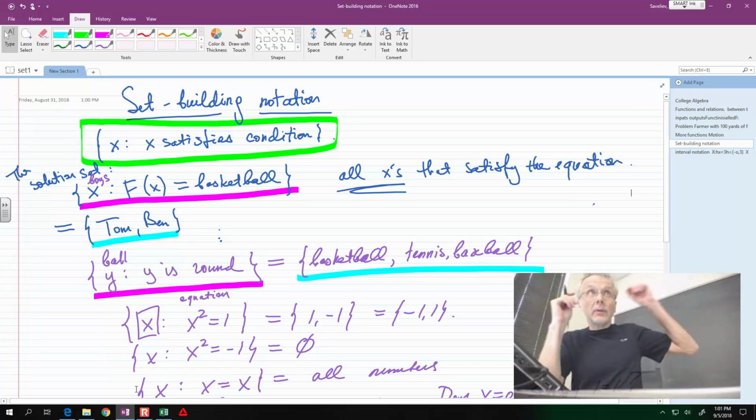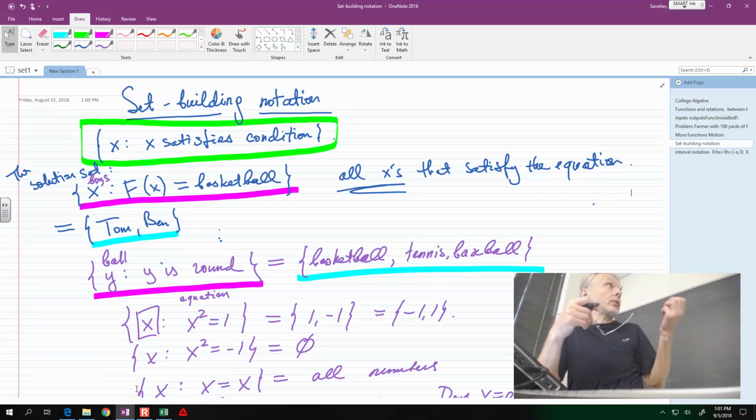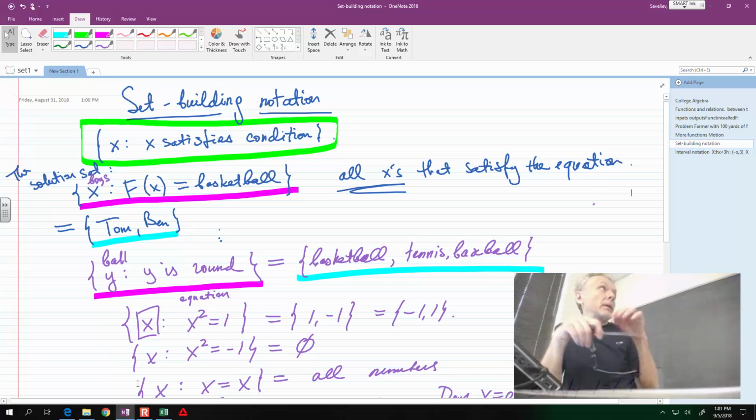Okay, so this is the last topic, the set building notation. Every set can be defined this way. Any condition that is specific enough to be verified, to determine whether a particular object satisfies it or does not, will produce a set. Every time you just test the condition: if it's satisfied, that element belongs to the set; if it does not, it does not.